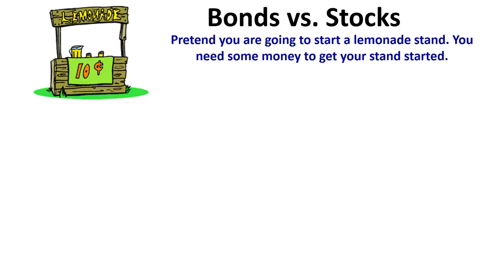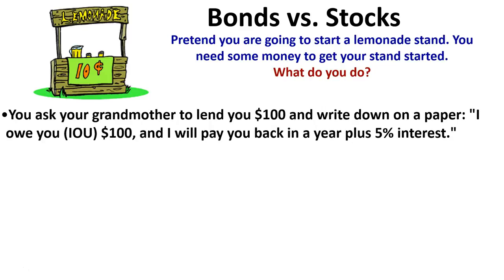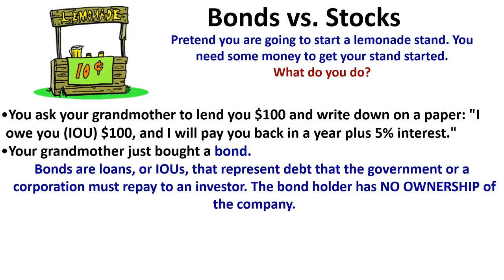So the way I always like to talk about bonds is talk about a lemonade stand. So let's tell you a story. Pretend you're going to start a lemonade stand and you need some money to get your stand started. What are you going to do? Well, you go to your grandma and you say, lend me $100. And on a piece of paper you write down, I owe you $100. I will pay you back in a year plus 5% interest. Your grandmother just bought a bond. Bonds are loans or IOUs that represent the debt.